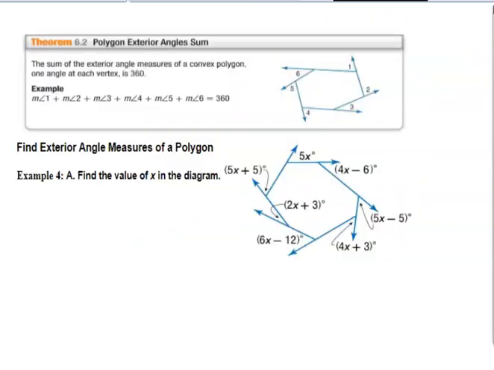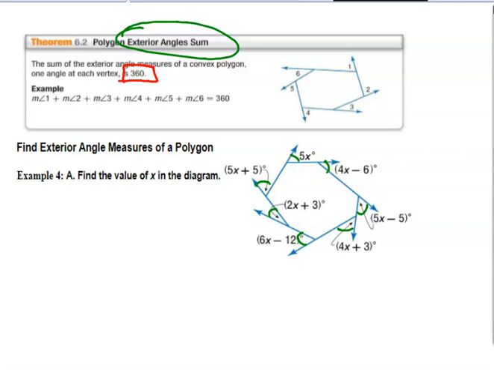Perfect. Now we're going to be talking about exterior angles, okay? All exterior angles, guys, add up to 360. No matter how big that polygon is, all the exterior angles add up to 360, whether it's a quadrilateral, a nonagon, an octagon, or a heptagon. They all add up to 360. So all these angles added together are 360.